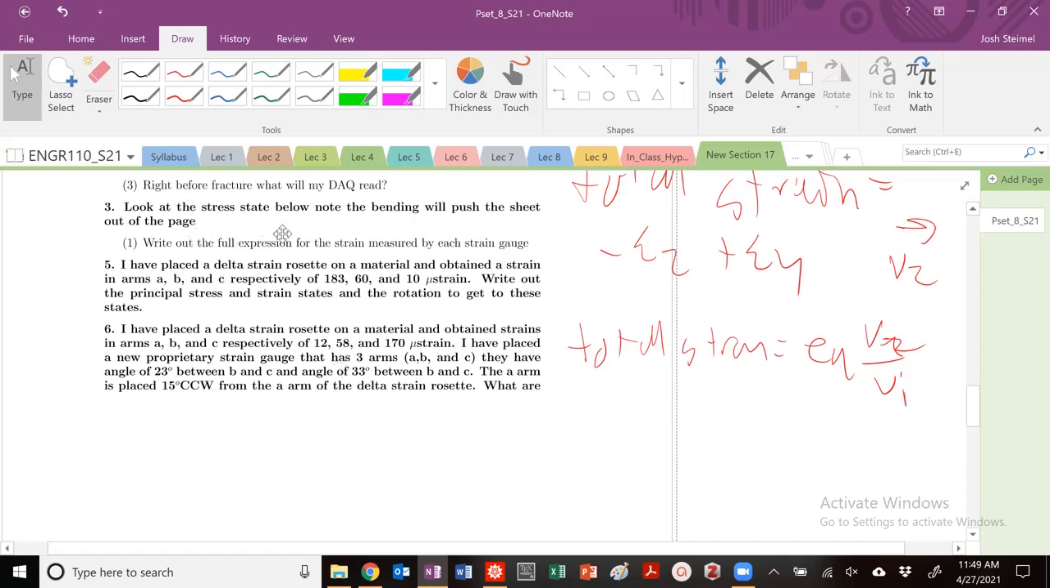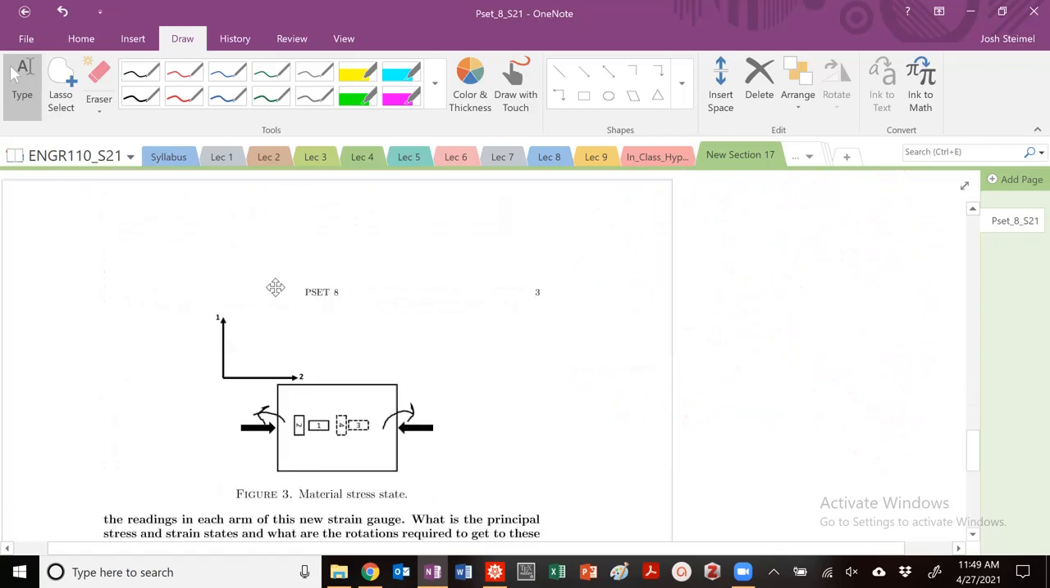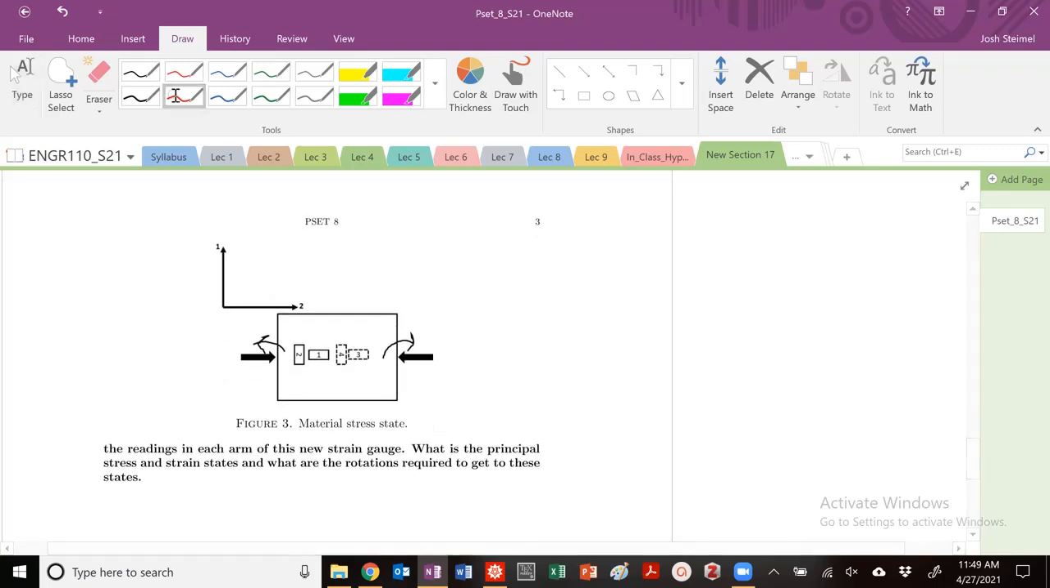So look at the stress state below, and note the bending will push the sheet out of the page. Write the full expression for the strain measured by each of the strain gauges. So we're going to go ahead and look at E1. We have some bending that's going to pop us out of the board. We have some strain in the 2-2 direction. So in 1, we are going to measure essentially positive bending plus thermal plus my strain in the 2.